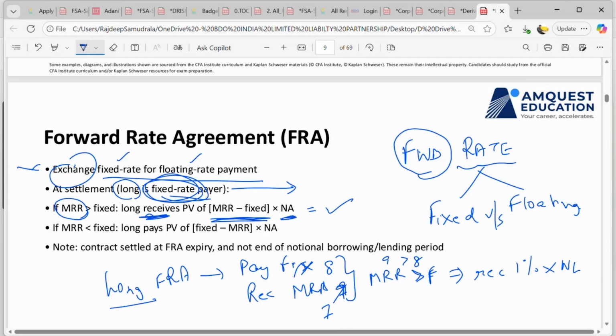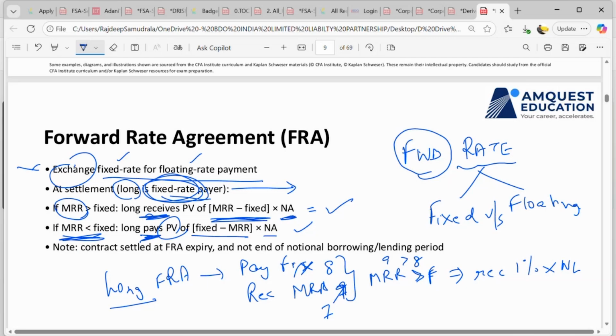So you will now pay, right or wrong? You'll pay. If MRR became less, you will pay the difference into NA. But remember, you'll pay the present value because the settlement is always 3 months later. That's all you have to learn in this concept. That's all you have to learn in forward rate agreement. कि भाई आज का MRR कितना है?